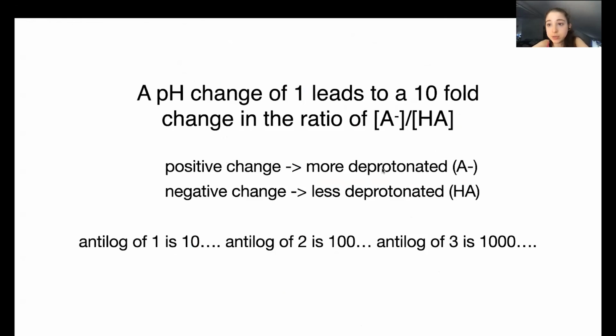A positive change means you're increasing the pH, and if you increase the pH, you have fewer protons available, and so your acid is less likely to be protonated. If you decrease the pH, you're going to have more protons available, and so your acid is more likely to be protonated.